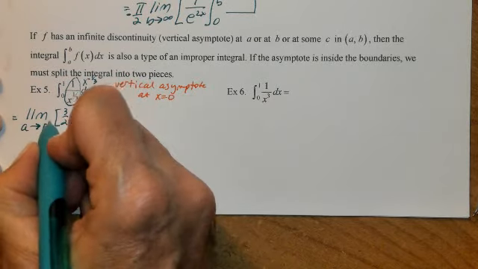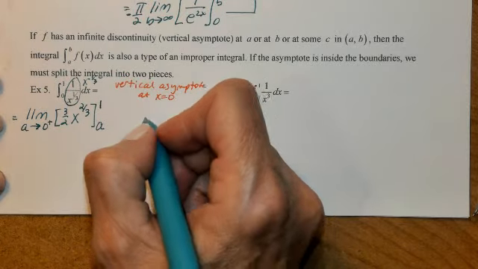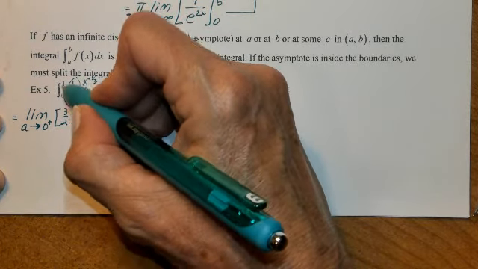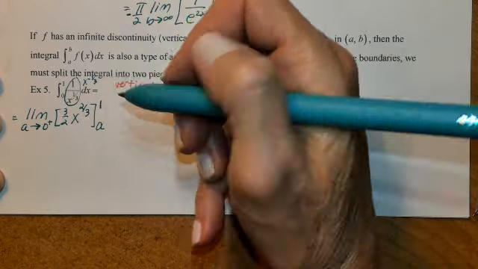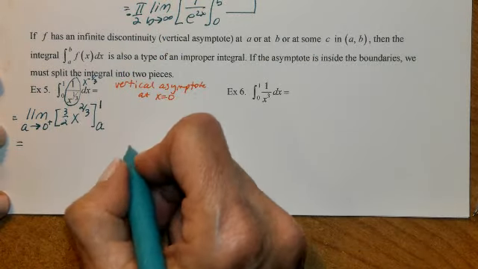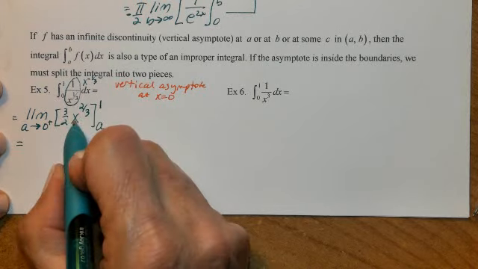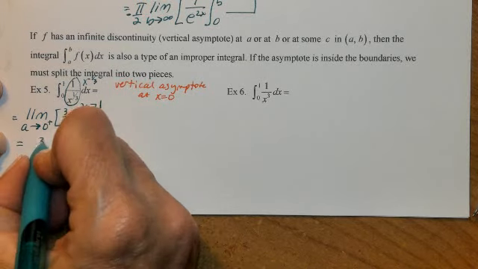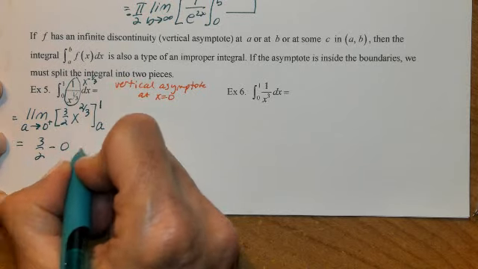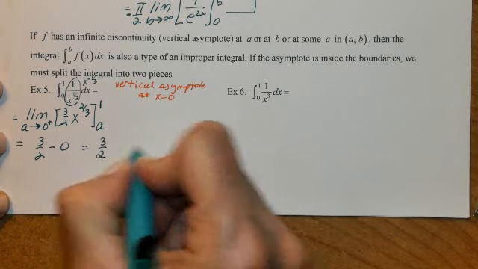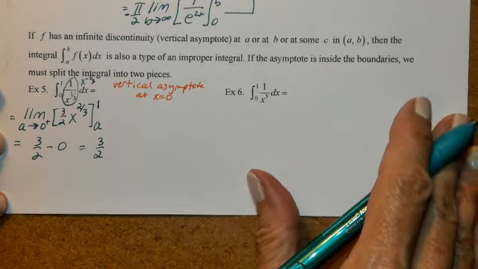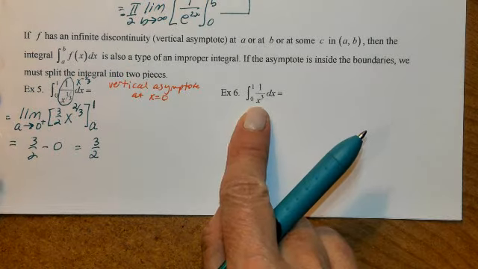Specifically, a is going to 0 from the positive side, okay? Because we're going from 0 to 1. So it's going to 0 from the positive side. In this case, it won't matter, but sometimes it does. Okay, put 1 in for x, and I get 3/2. Put 0 in for x, and I get 0. So this is just 3/2. Okay? Next up.